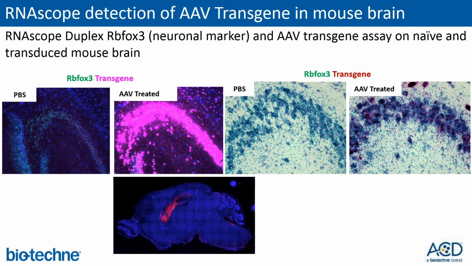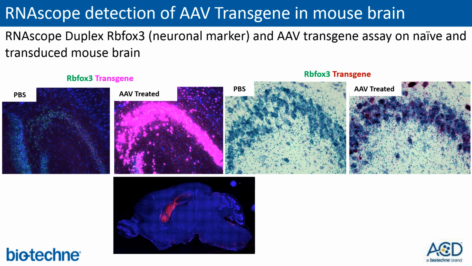And what we have here is data from a customer which shows very nicely two different applications, one being fluorescent detection on the left-hand side and the other being bright field chromogenic detection. Same assay, just different readouts, fluorescent or chromogenic. So you can clearly see very strong signal with the transgene probe.